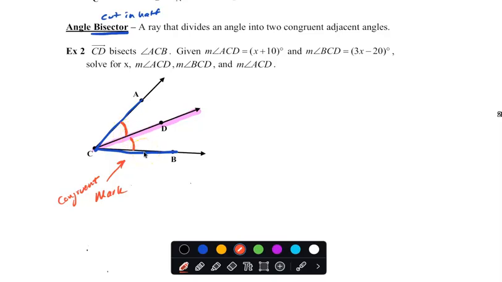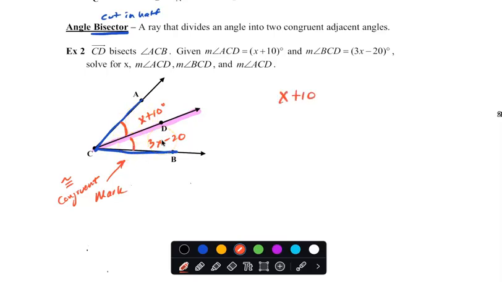Sometimes you'll see congruent listed like this: an equal sign with a little tilde on top of it. That means congruent, so it means that they're the same size. Now that I know these are the same size, look what they tell us. ACD, that's this angle here, is x plus 10. And BCD, this angle here, is 3x minus 20. So the way I would solve this is, well, they're equal to each other. They have the marks, so this guy's equal to that guy.